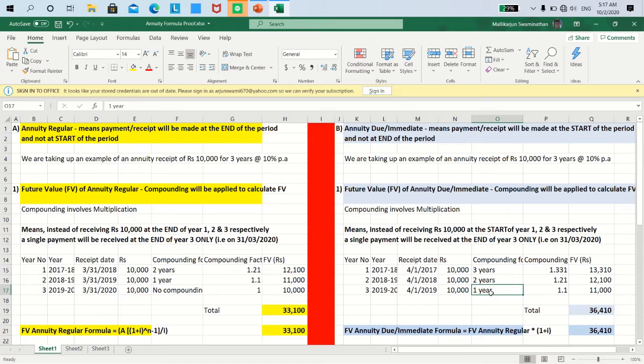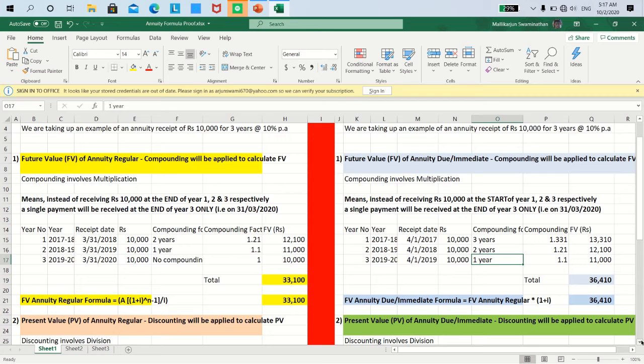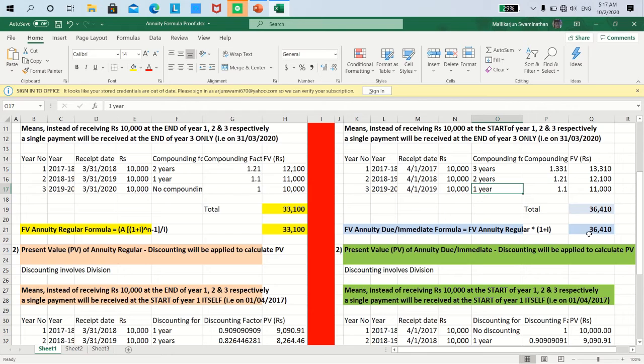And then what happens is probably self-explanatory to you based on whatever you have learned with respect to annuity regular, and the amount is found out. The amount of FV annuity due using the long route is found out as 36,410 in column Q, row 19, and in column Q, row 21, highlighted in blue color. Straight away using the formula of FV annuity due or immediate, we get the answer as FV annuity regular multiplied by 1 plus i, which is equal to 36,410.